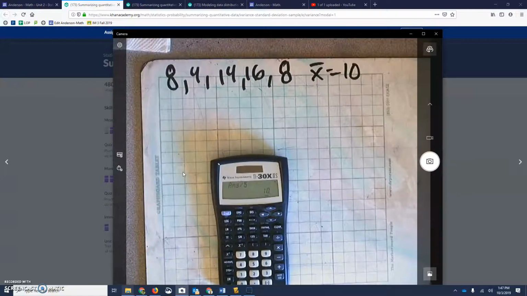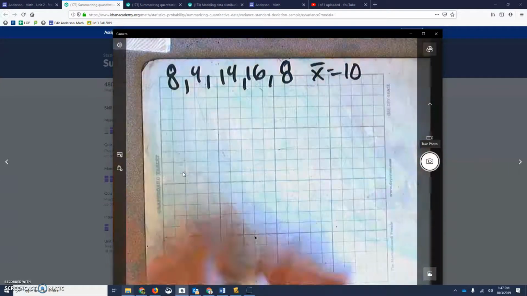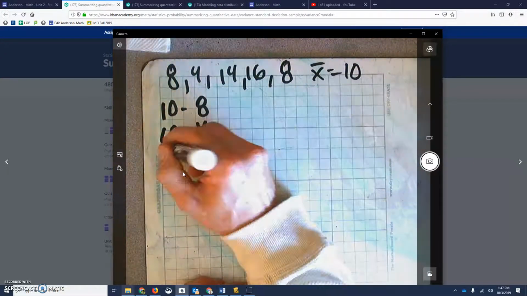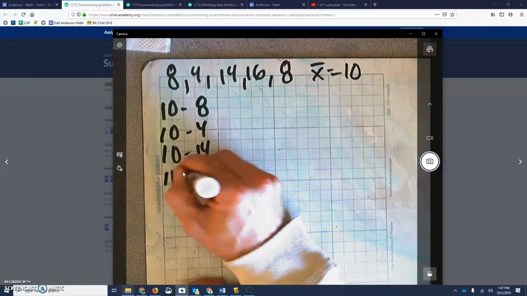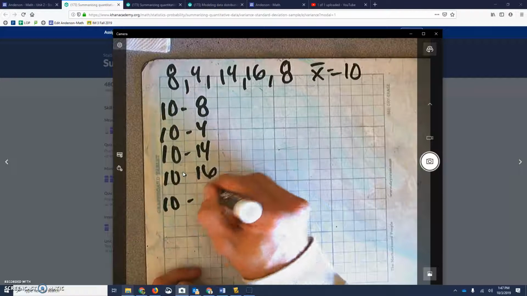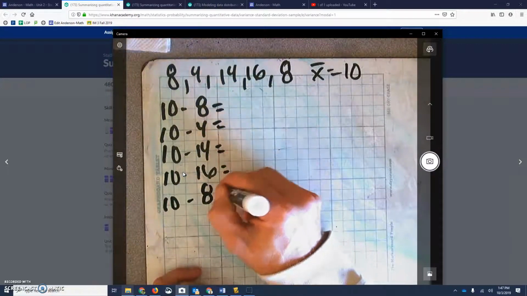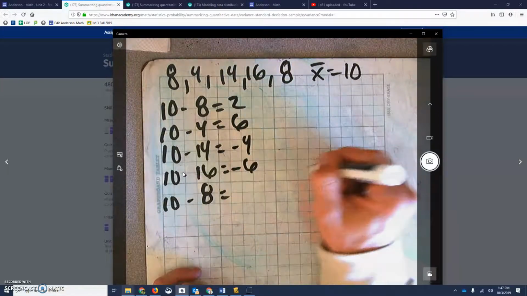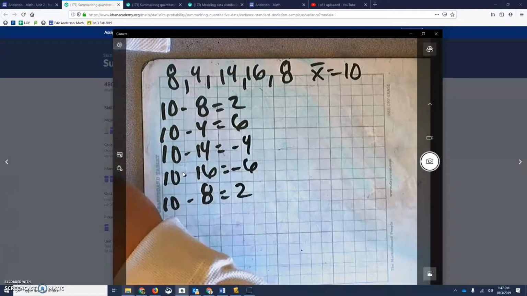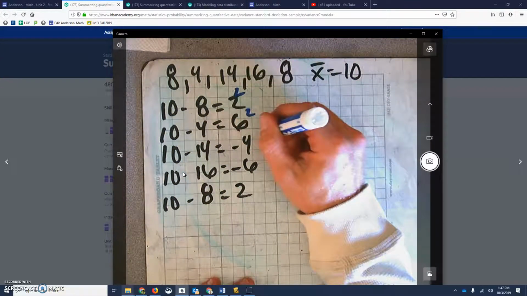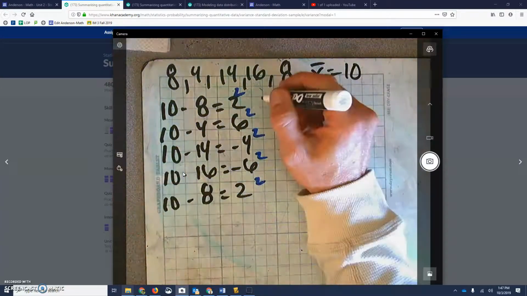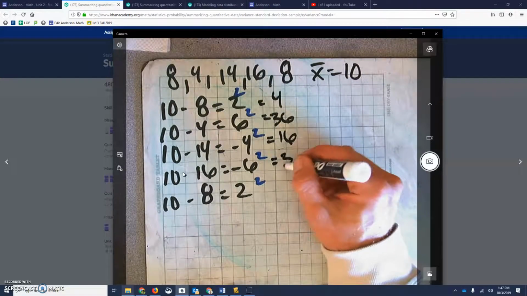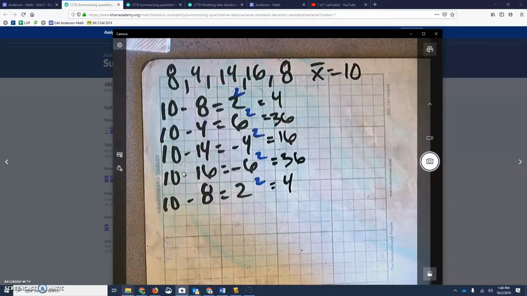Like I said, it's like we're doing standard deviation. So we're going to take these numbers and subtract them from this number. So 10 minus 8, 10 minus 4, 10 minus 14, 10 minus 16, and 10 minus 8. That gives 2, 6, negative 4, negative 6, and 2. We've got to square these. When we square them, we get 4, 36, that's 16, that's also 36, and that's also 4.